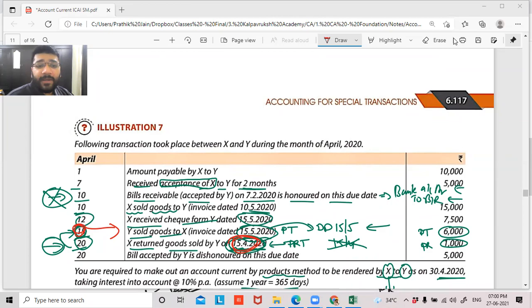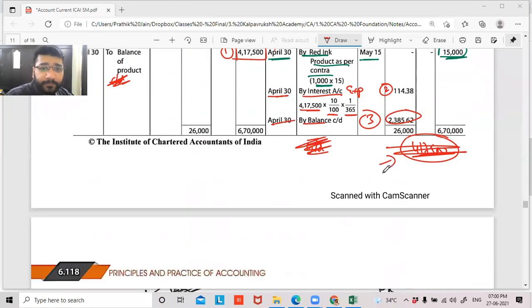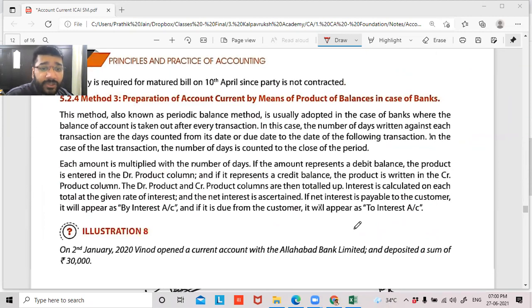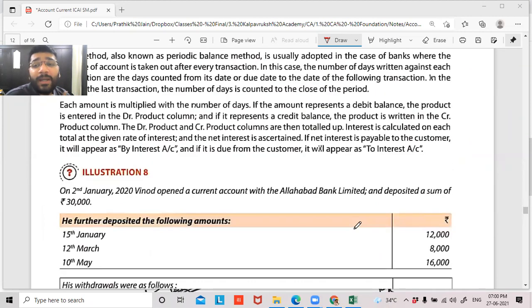So guys, welcome back from the break. I told you that we'll be starting a new concept, which is nothing but preparation of account current by means of the product method in case of banks. We have two questions here, one in illustration number 8 and one as an exercise question. I'll not start this today. I'll start this probably tomorrow. We'll complete these two questions, and with that, the account current chapter is over. Guys, is that okay with all of you?